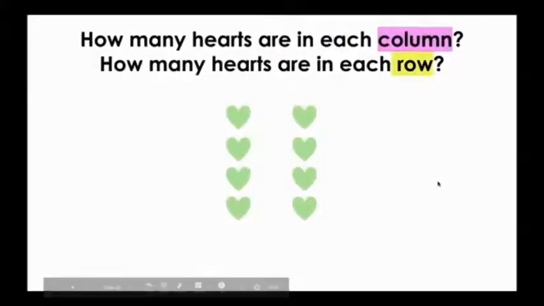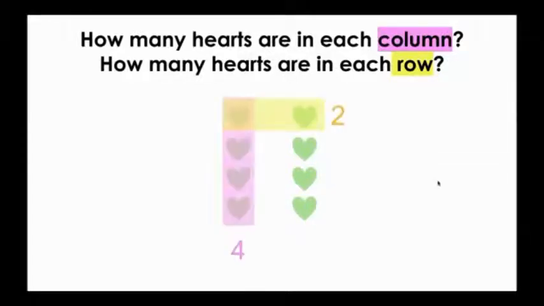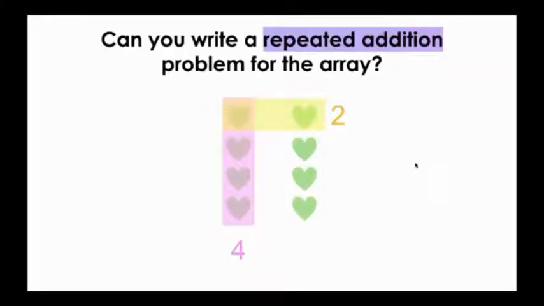How many hearts are in each column? How many hearts are in each row? I'm going to give you a second to think about this so you can pause the video. I knew that there were 4 hearts in each column and 2 hearts in each row. Now, can you write a repeated addition problem for the array? Pause the video and give it a try. Perhaps this hint will help.